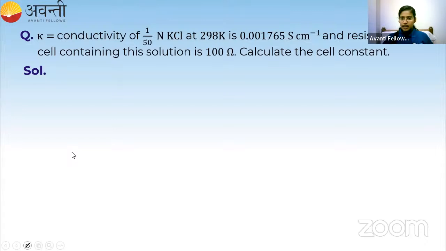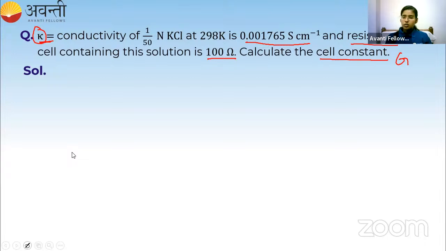Kappa, the conductivity of 1 by 50 normal KCl at 298 Kelvin, is 0.001765 Siemens per centimeter, and the resistance of the cell containing the solution is 100 ohm. Calculate the cell constant. So what is given in the question? Conductivity kappa is given, and the resistance R is also given. We are asked to find the cell constant, which is G star.